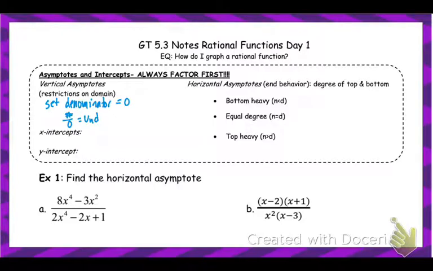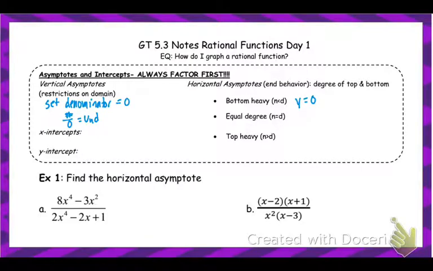Horizontal asymptotes are a little bit different. So with horizontal asymptotes, we really have three possible cases. In order to figure out our horizontal asymptotes, we look at the degree of the numerator and the degree of the denominator. So three things could happen. One is we could have a higher degree in the denominator. If that's the case, we'd call that function bottom heavy. So if the degree on the bottom is bigger, then our horizontal asymptote is just y equals 0.